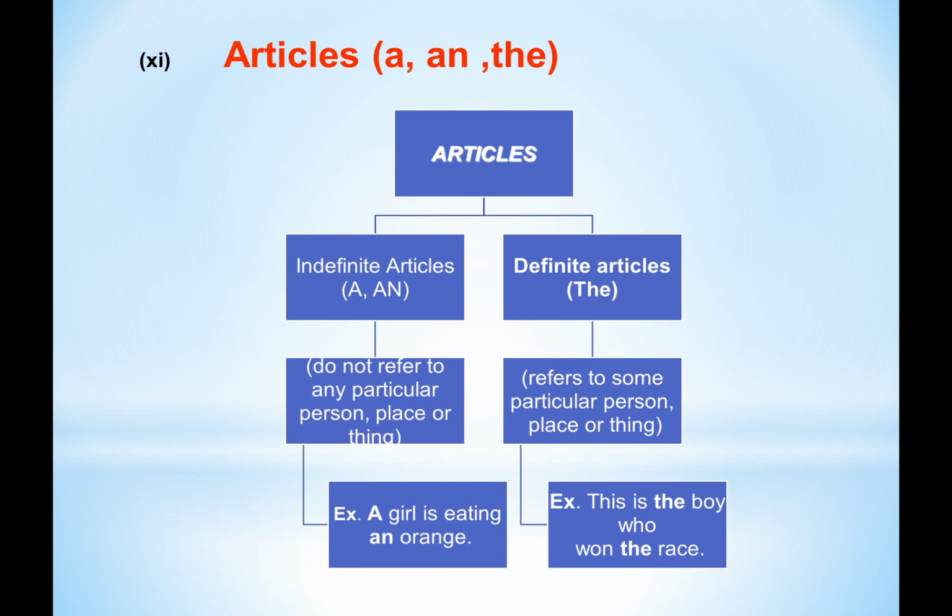Now the article a or an is known as the indefinite article, and the is known as the definite article. A or an does not refer to any particular person. Why is it indefinite? Because a or an will be common. You can't say that it is a particular person. So it does not indicate a particular person, place or thing. But the refers to some particular person, place or thing. We'll see in the examples.